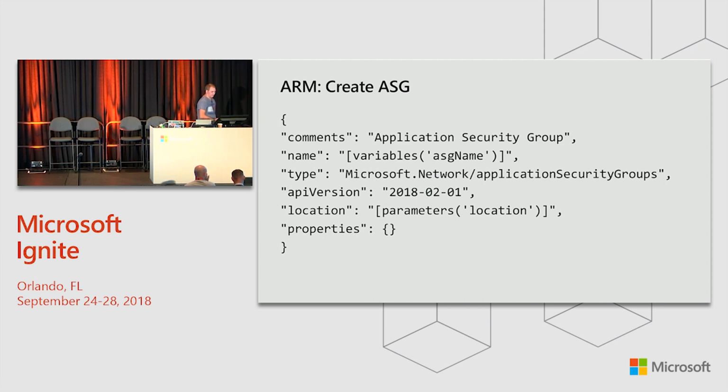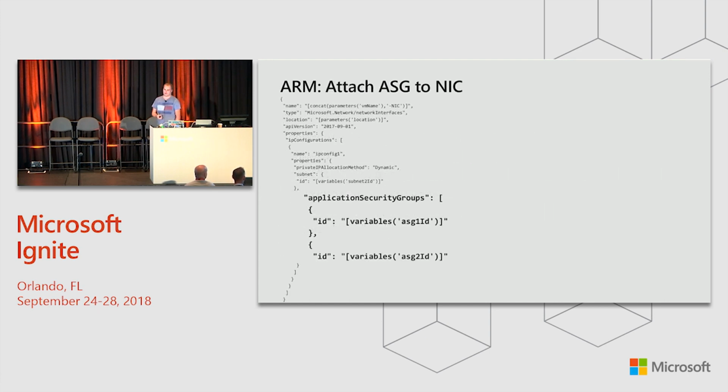So just a few examples here. This is an application security group. There's not much to see here. Everything else you do is applying this group to a network interface and then use it in your network security groups. So on your network interfaces, there's an extra property you can define here. And you can define multiple application groups.